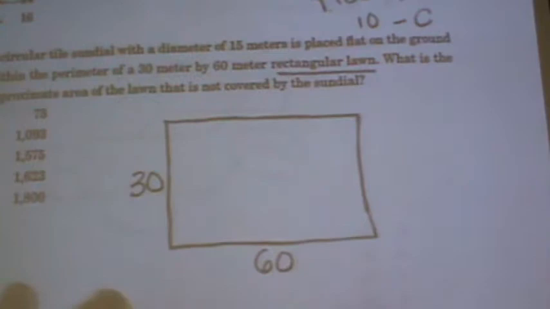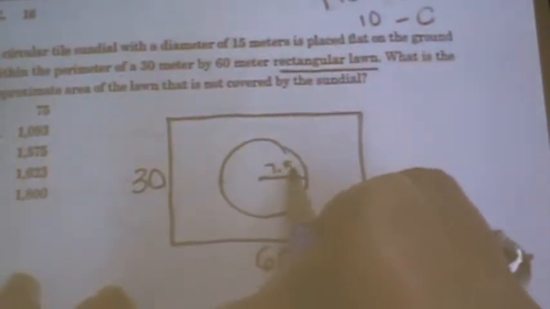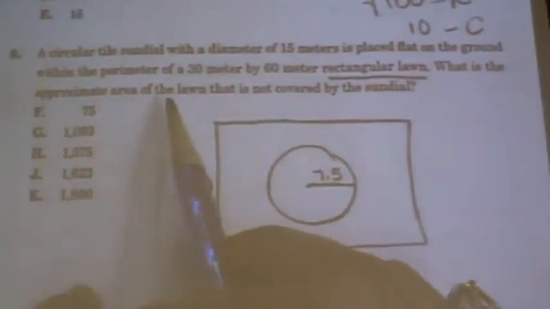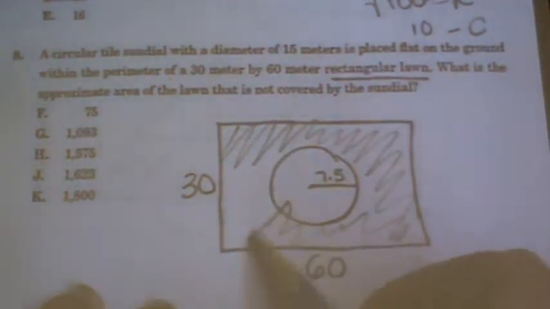You have a rectangular lawn, and this lawn measures 30 by 60 meters. They're gonna put a sundial on the lawn, and it has a diameter of 15 meters. So what is the radius? 7.5. They want to know what is the approximate area of the lawn that's not covered by this sundial right here. I want this area.